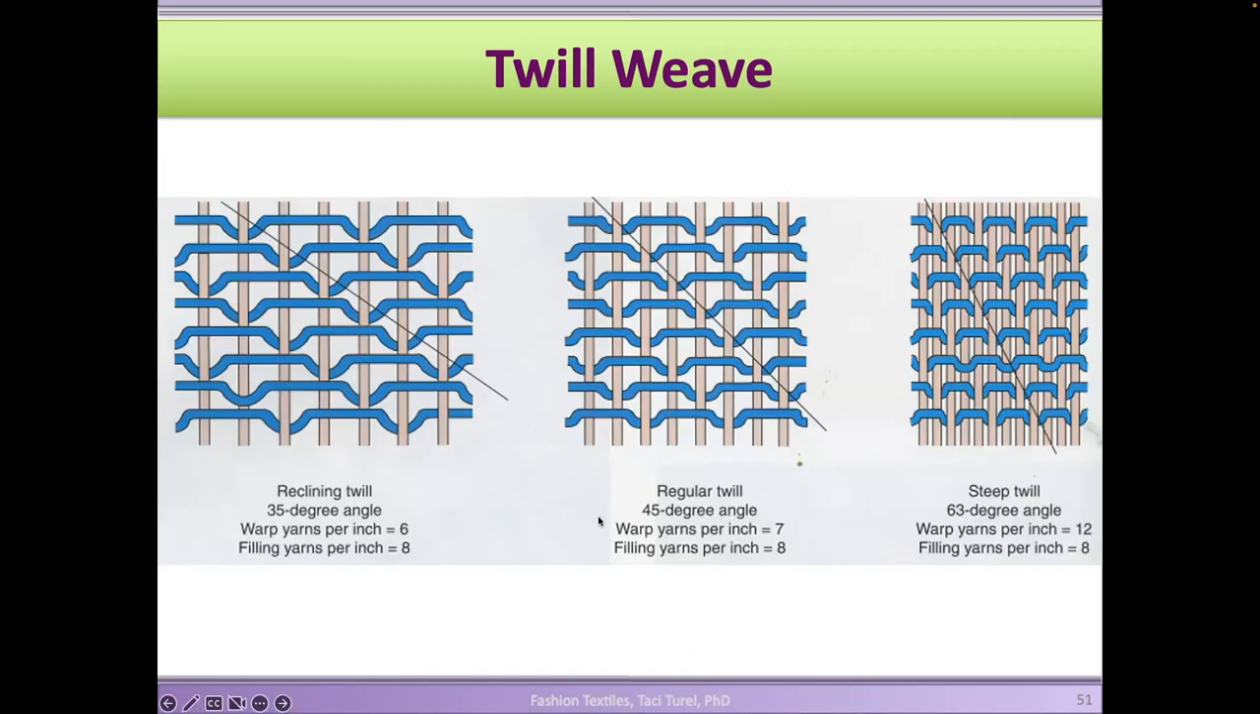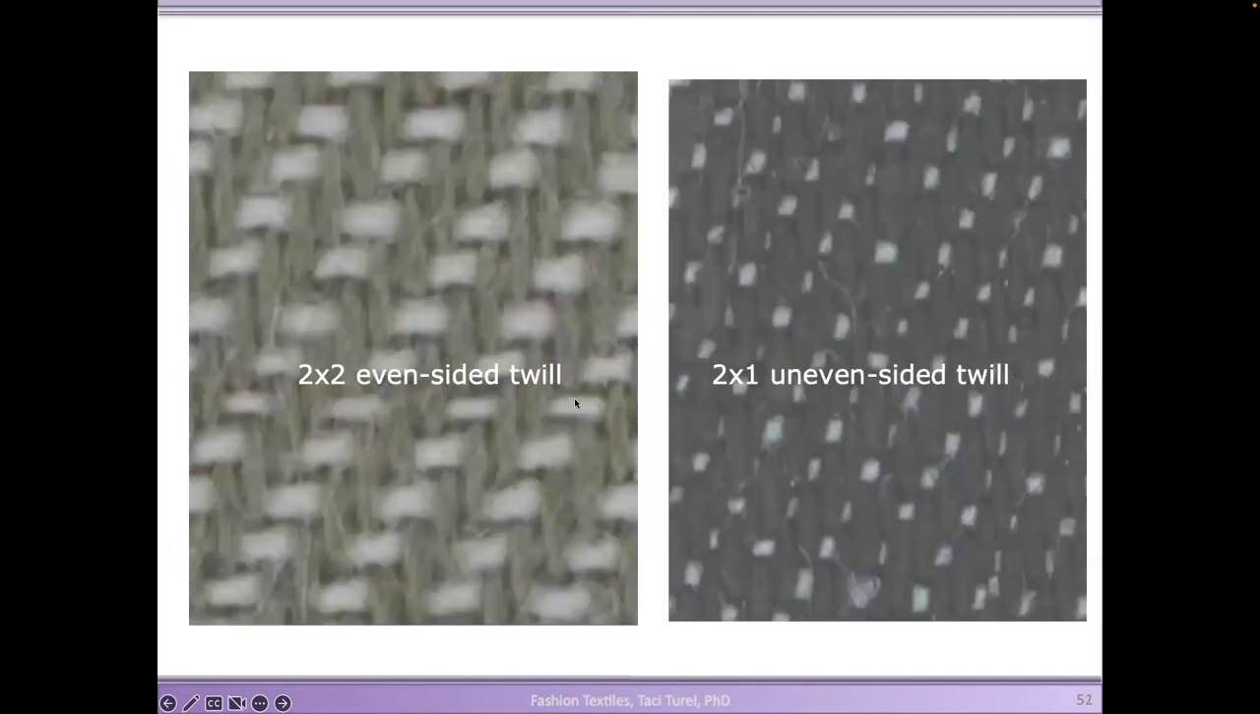And the angle of the diagonal lines can also give you an idea. So this is called a reclining twill. This is a regular twill. This is a steep twill where the diagonal lines are more steep. This is a 2x2 twill that's even sided. This is a 2x1 twill that's uneven sided.